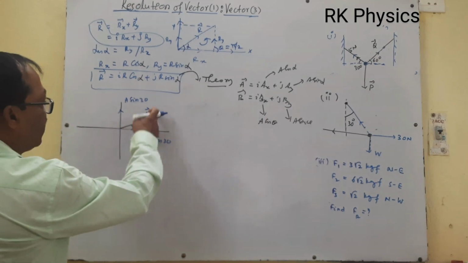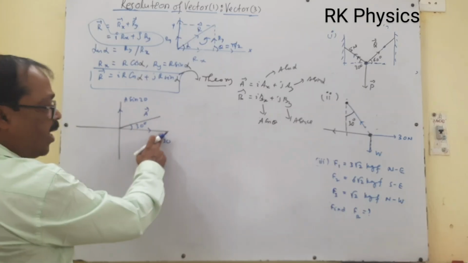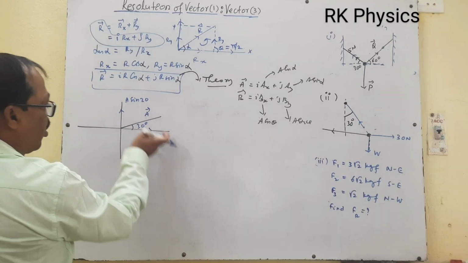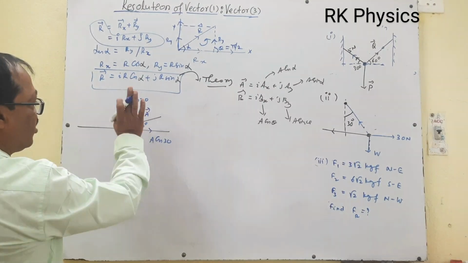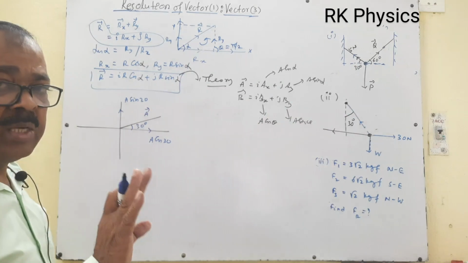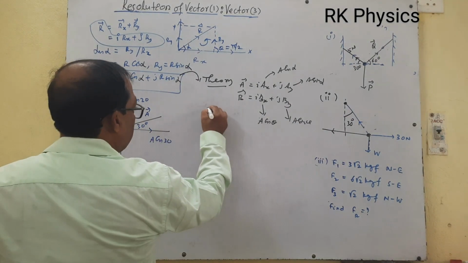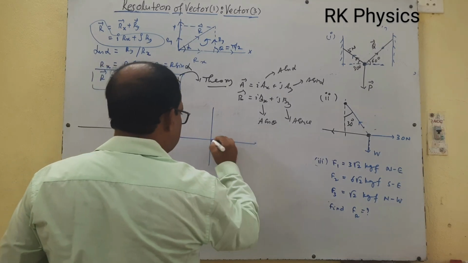A is a vector. It makes 30 degree with this line. Along that line, its magnitude into cosine. Perpendicular to that line, its magnitude into sine. This should be taken into account. Okay. So now come to the second quadrant or first quadrant.